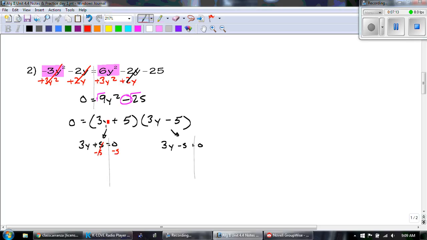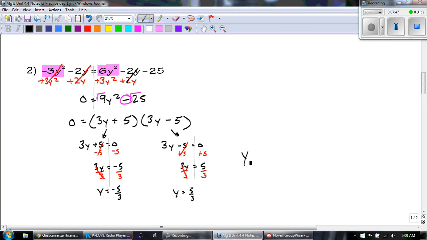Subtract 5 to both sides. 3y equals negative 5. Divide by 3. And we get y equals negative 5/3. And we're going to do the same thing to the other side. We're going to add 5 to both sides. The solving stuff, guys, should take you 30 seconds. Divide by 3. And we get y equals 5/3.